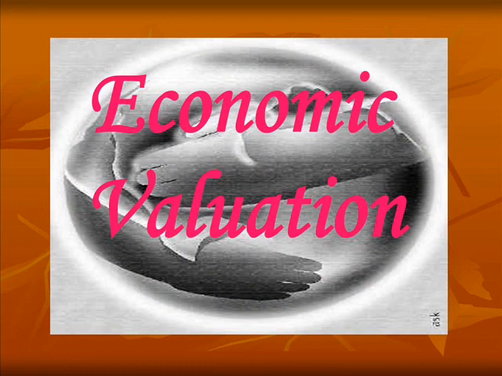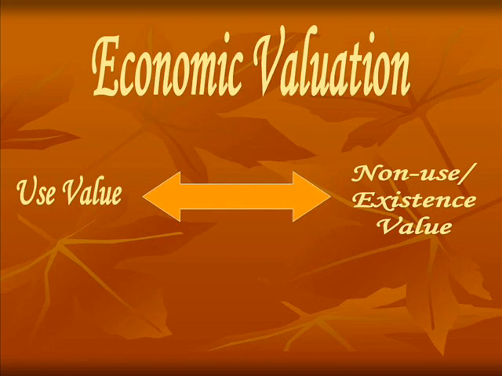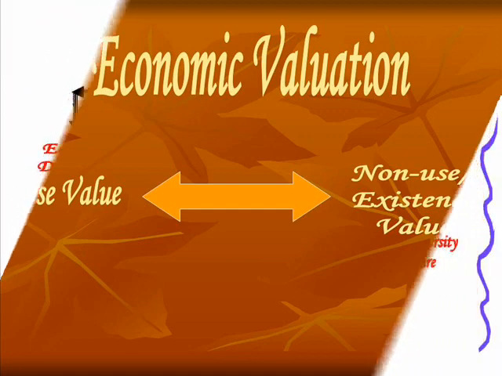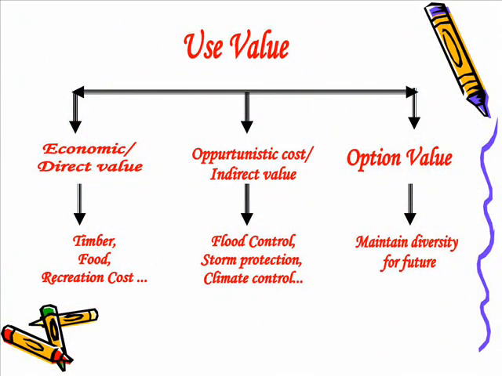Economic valuation of the environment is also performed. Economic valuation involves two valuations, that is use valuation and non-use or existence valuation. Use valuation involves three different criteria or valuation. It includes economic or direct valuation consisting of timber, food, recreation cost, etc. Second one, the opportunity cost or indirect valuation consisting of flood control, storm protection, climate control, etc. And finally, the option valuation, which aims at maintaining diversity for the future.